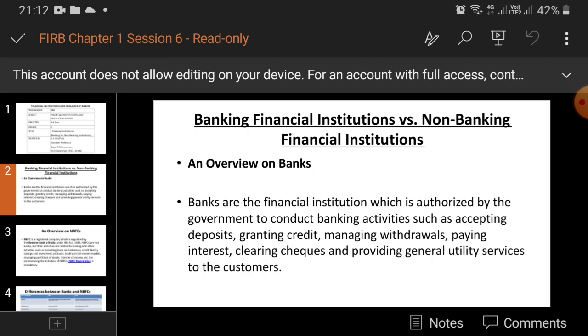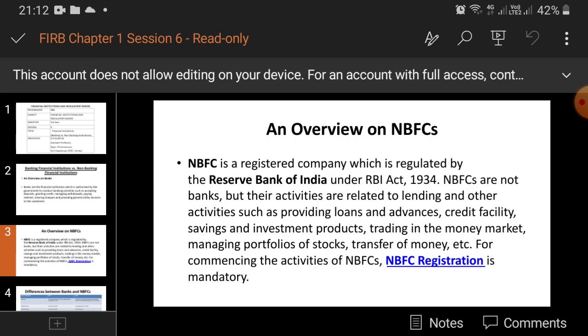They are the financial institutions which are authorized by the government to conduct banking activities such as accepting deposits, granting credit, managing withdrawals, paying interest, clearing checks, and providing general utility services to the customers. So these were all the facilities which are extended by the banks, which we have learnt in our previous sessions.